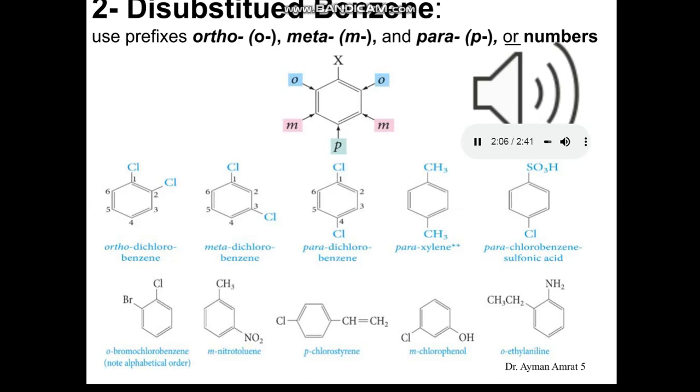Benzene with the chloro and hydroxyl group: benzene with hydroxyl is called phenol, and the two substituents are on carbon 1 and 3, so it is meta-chlorophenol. Last example, the two substituents are amine and ethyl, amine with benzene is called aniline, and the ethyl group is on carbon number 2, so the compound name is ortho-ethylaniline.